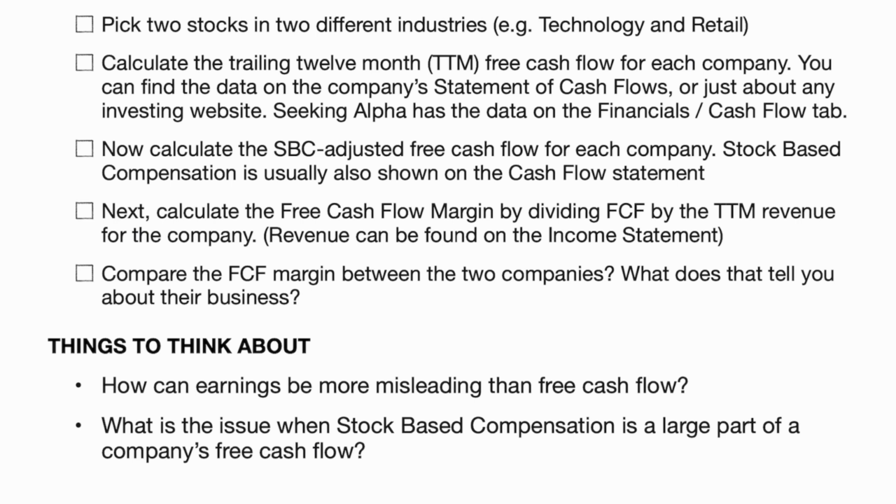All right, so let's go back to the two things that we were supposed to think about. So one, how can earnings be more misleading than free cash flow? And the main issue with earnings is that it includes a lot of non-cash items. So I think the best way to explain this is just with a simple example.